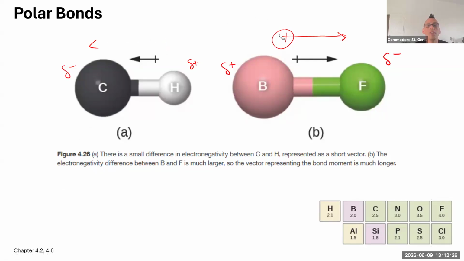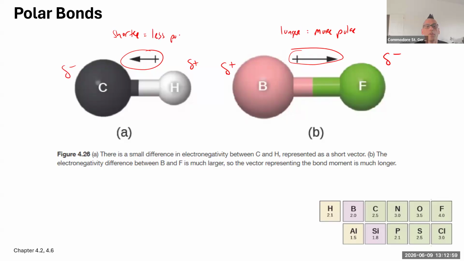All right, but let's take a look at the sizes of these vectors. They drew this one some length, but they drew this one shorter. The shorter vector means it's going to be less polar than the longer vector. So longer equals more polar, and shorter means less polar.